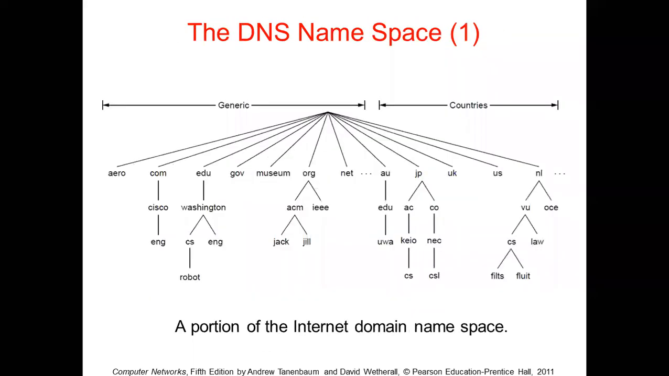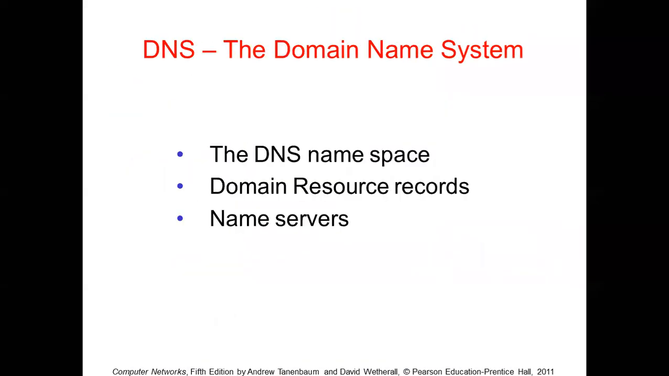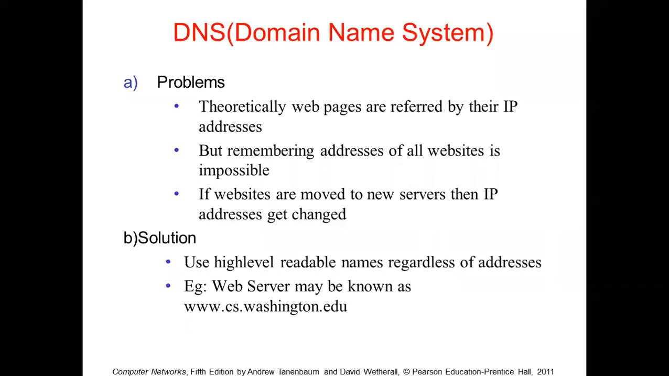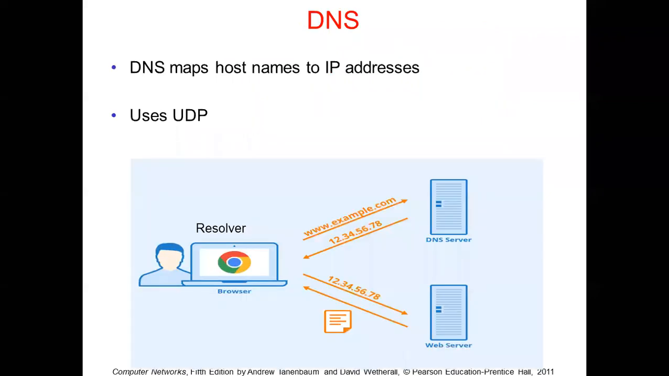Now I want you to go through what we learned just now. We have learned that on the internet, it is very difficult to remember IP addresses, so we give names to websites. So we require a method by which web pages can be mapped to their IP addresses. DNS is a protocol which maps host names to IP addresses, and for this, in the transport layer, it makes use of a protocol called UDP. Now I want you to remember this diagram.